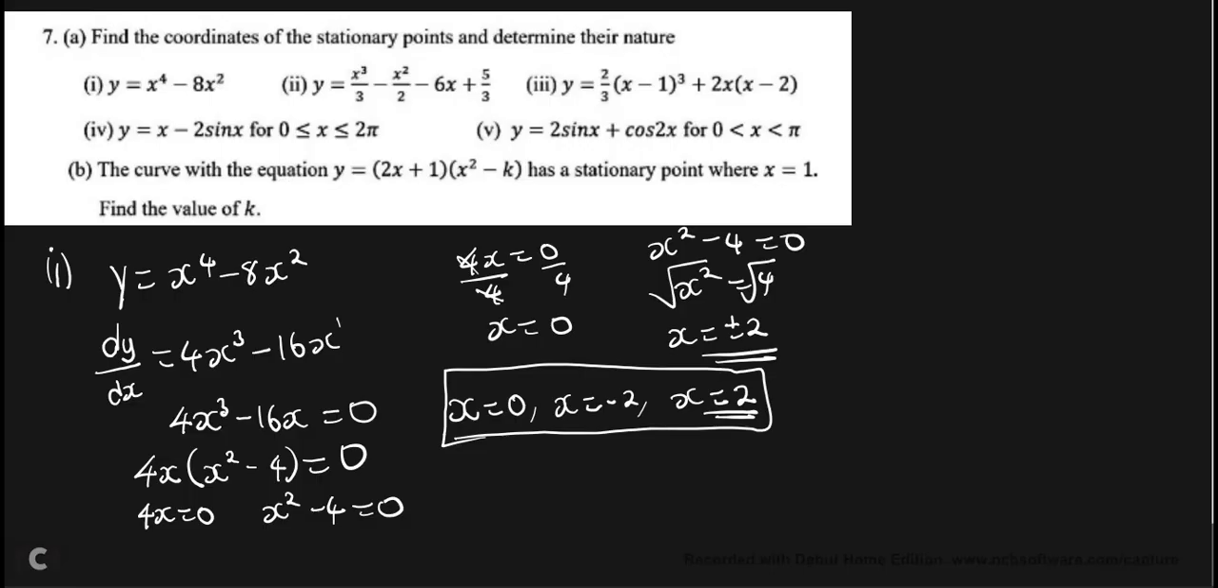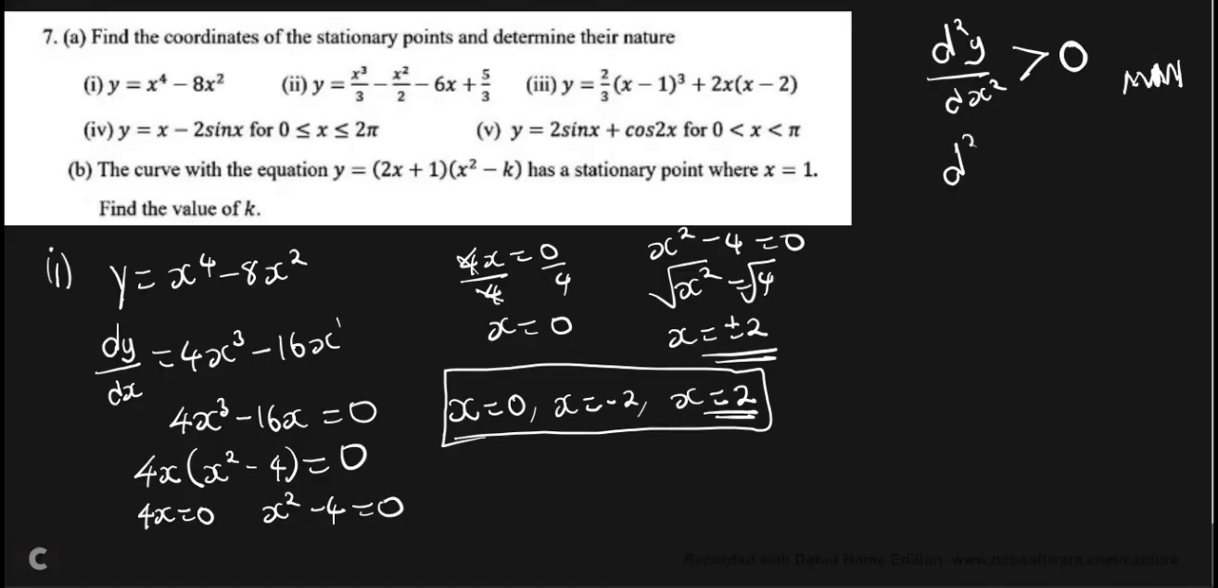Then on these points, we need to determine whether they are maximum, minimum or inflection. Now the question is, how do we determine this? We determine this by using the second derivative. If it's greater than 0, meaning that it's a minimum.